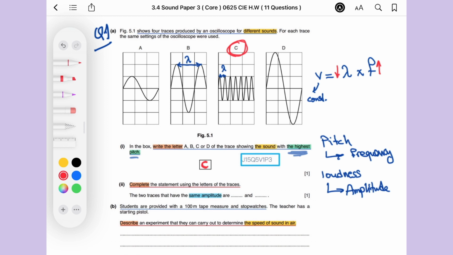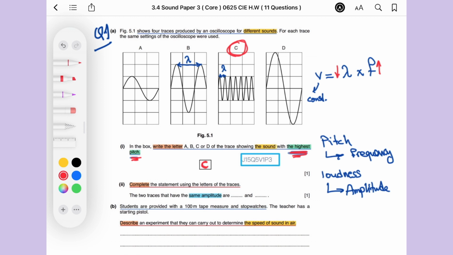Why do we choose C? Because you are looking for the highest pitch, the highest frequency. So the one which has the shorter wavelength is the one which has the highest frequency and the highest pitch. Is it clear? Complete the statement using the same letters.